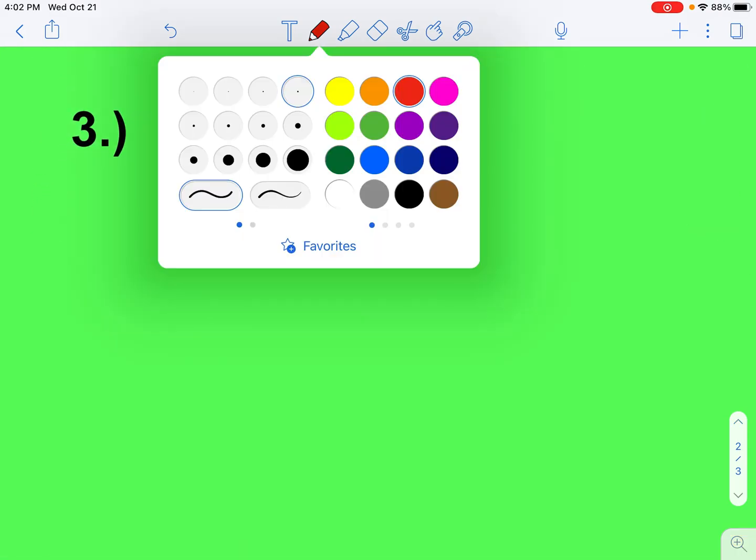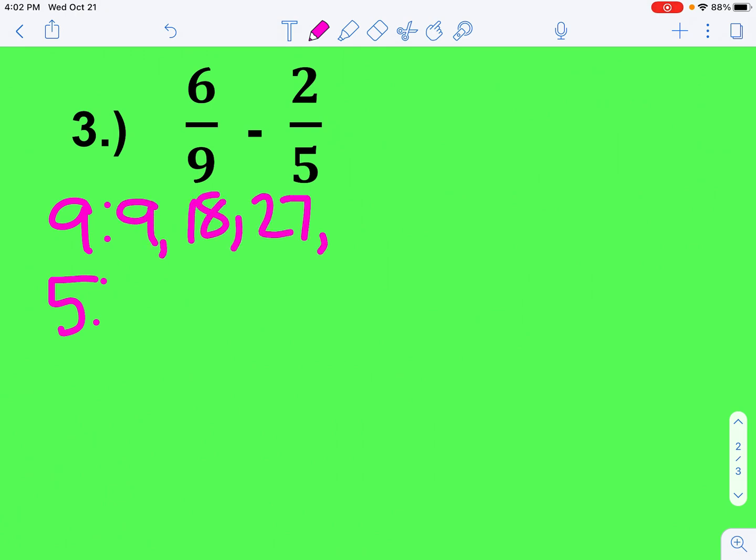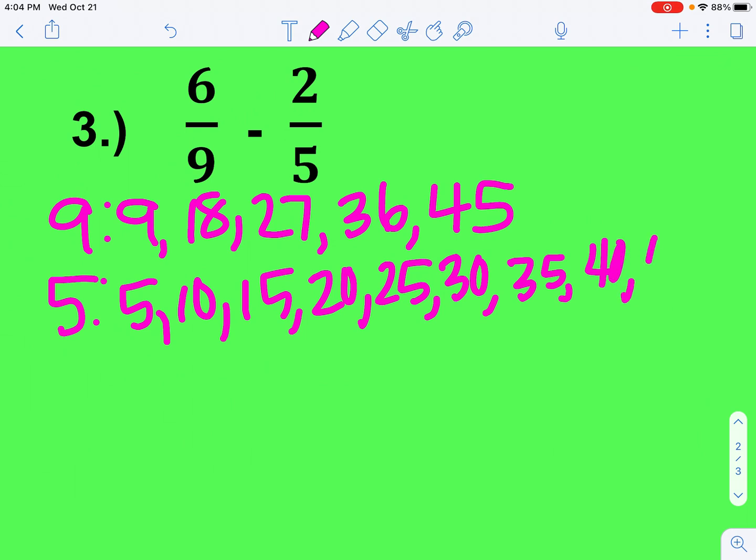Alright, 2 left. I'm going to go a little faster through these two. I have 6 9ths and I have 2 5ths. So we're going to find our least common multiple. Start with our 9s. 9, 18, 27, 36, 45. Alright, now let's do 5s. 5, 10, 15, 20, 25, 30, 35, 40, 45 is my least common multiple.